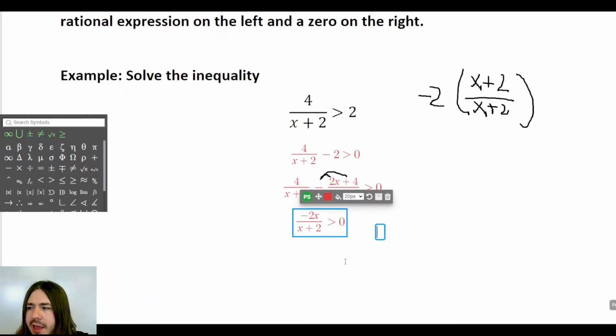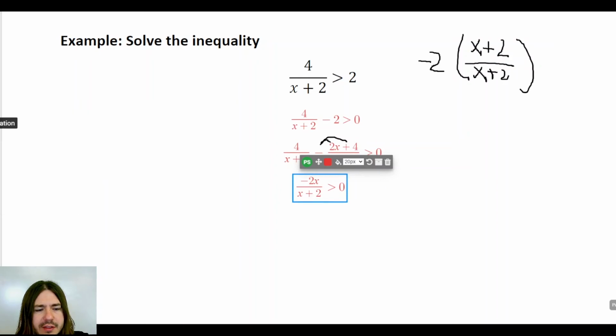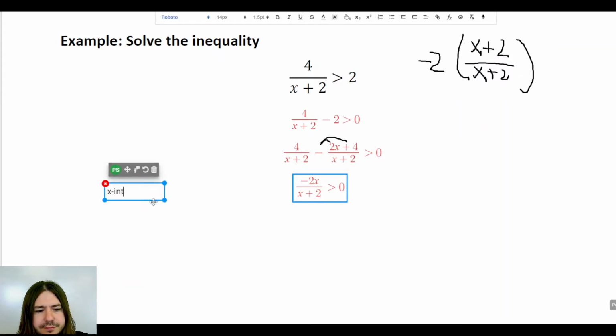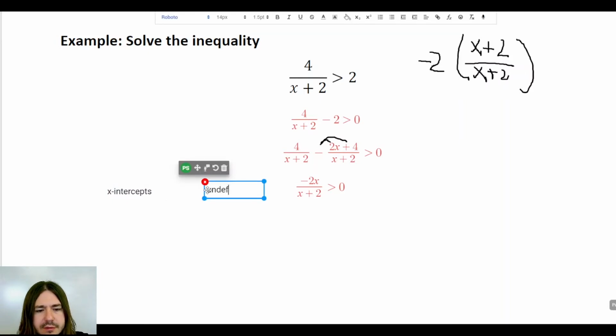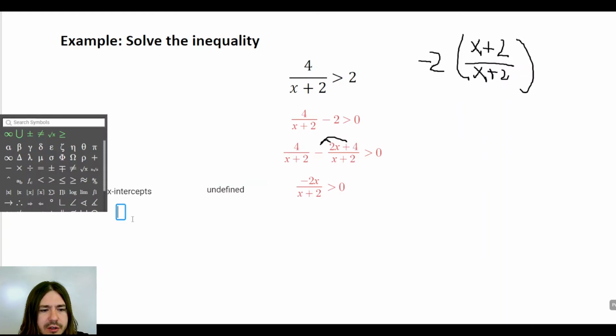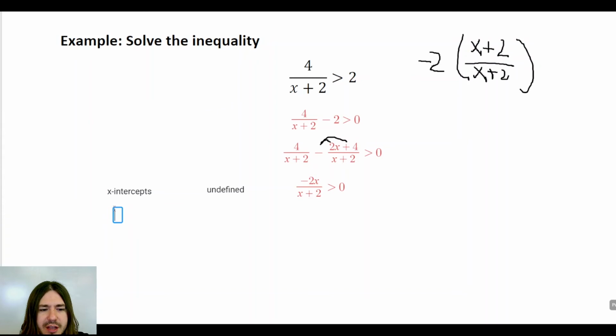And so now I can go through the process of finding the zeros and finding the x values that make x undefined, do my number line, and then move on. So let's first find the x-intercepts, and then we're going to find where the function is undefined. And it looks like we're not going to have a ton of values here, and we don't have to do any factoring or anything. So the tricky part here was just trying to combine these fractions.